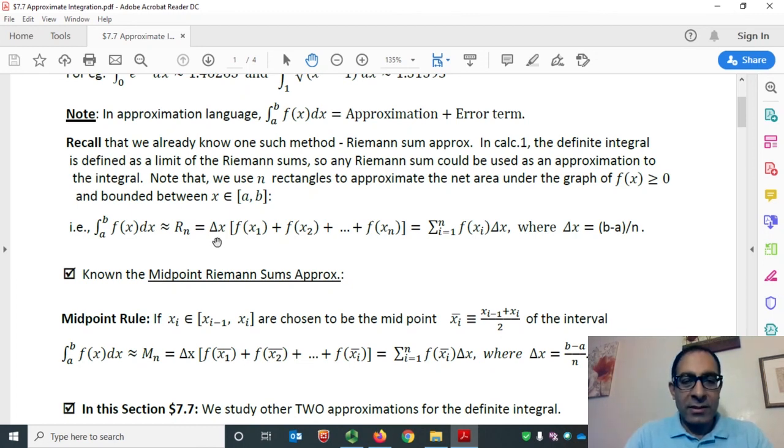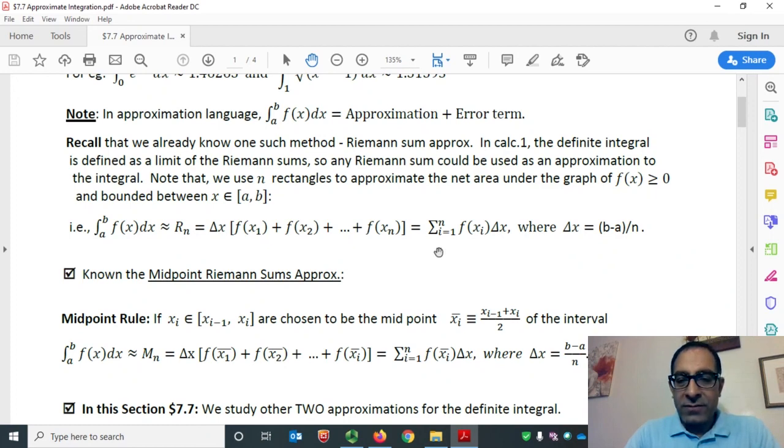So here, delta x is the width of each rectangle, where delta x is defined as (b minus a) over n. n is the number of partitions, and f(x1) is the height of the rectangle at point x1. And for the second rectangle, the height is f(x2), and so on. So that means f(x1) times delta x plus f(x2) times delta x plus dot dot dot plus f(xn) times delta x. So these all are the areas of the tiny rectangles. And then we add them all.